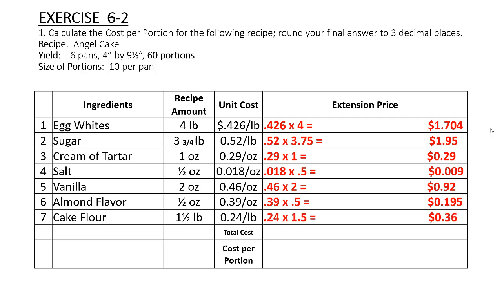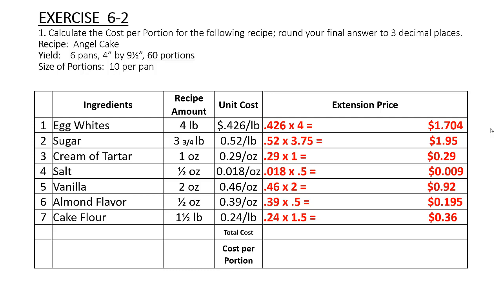And cake flour, we pay 24 cents a pound. We need a pound and a half, so 24 times 1.5. 24 represents the cost of a pound. We need a pound and a half. The extension price is 36 cents for the pound and a half.